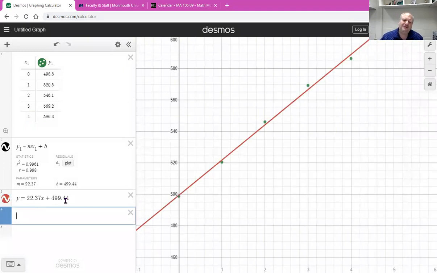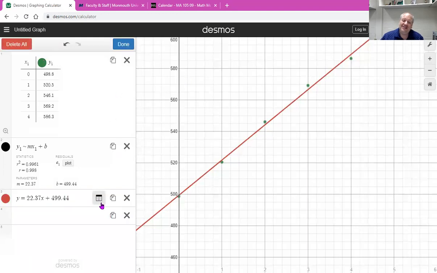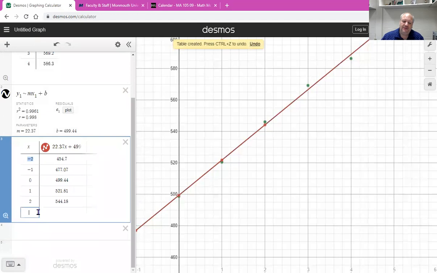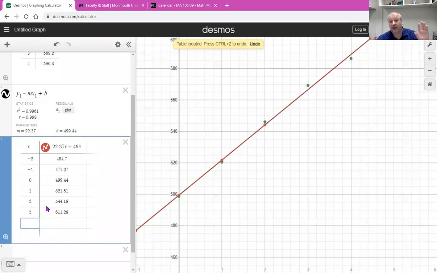Now, why did I do that? Because now that I have this here, I can hit the gear and I can change this into a table. I can say, okay, now what happens when I get a 5? There it is. Now, if you don't want to do it that way, you could go back like I showed you, just plug into x 5 and do the work and get it.